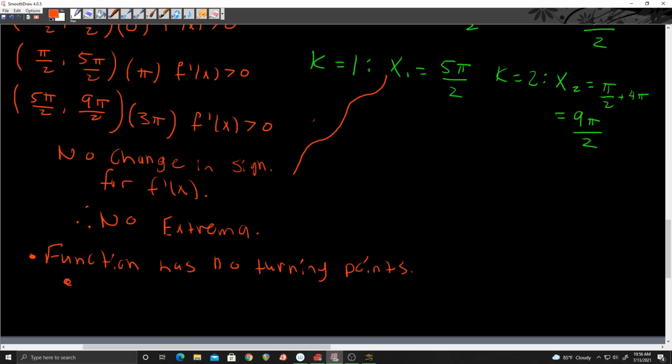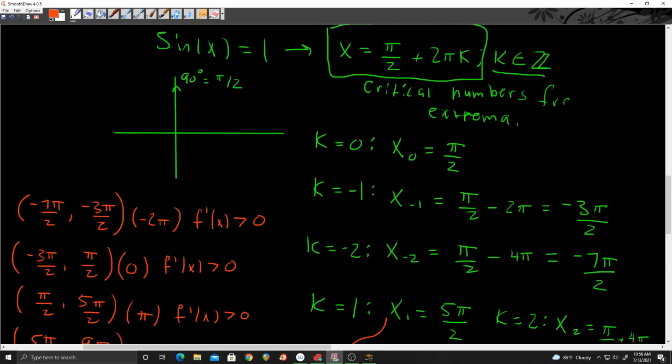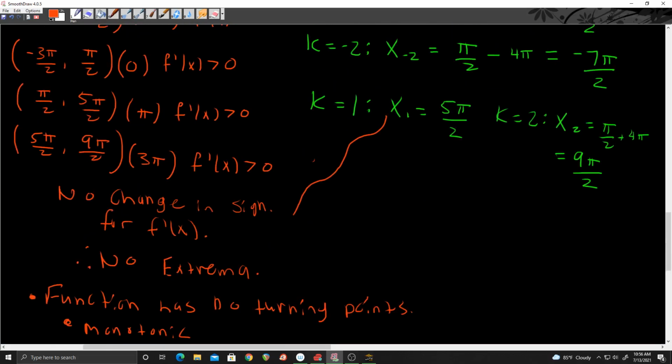The fancy mathematical word for this is monotonic. It only grows in one direction. It only travels in one direction. It only goes up. Okay, good. All right. Now let's see.